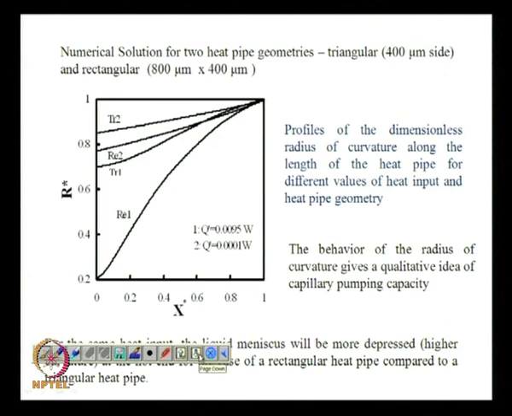And what we have done is the analysis is based on finding out the variation of radius of curvature with position, because we saw that the pressure gradient is connected with the radius of curvature gradient. So as long as we have a radius of curvature gradient, we do have a pressure gradient, and that pressure gradient will ensure that there will be some flow towards the hot side.